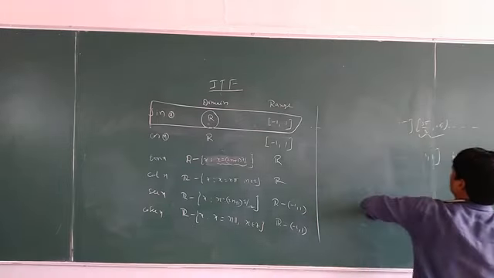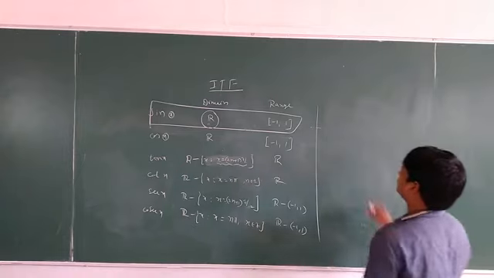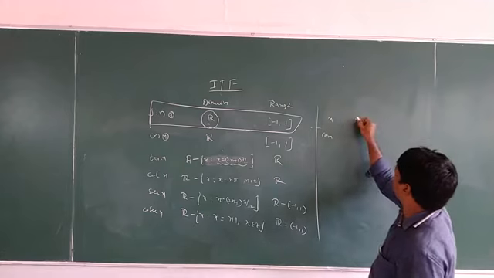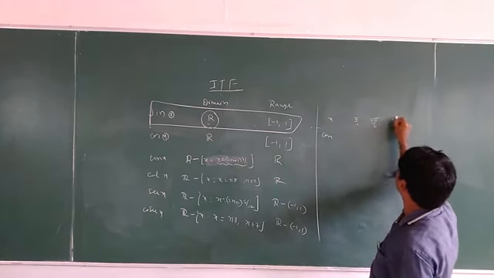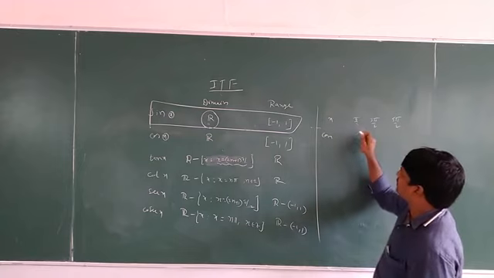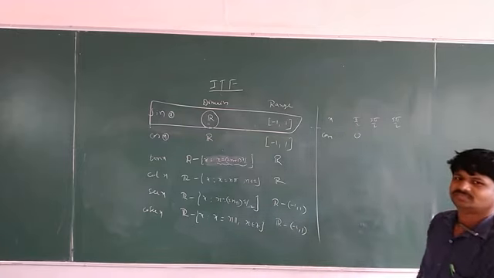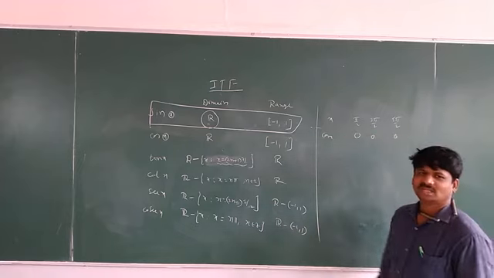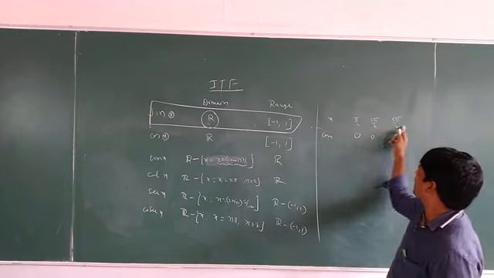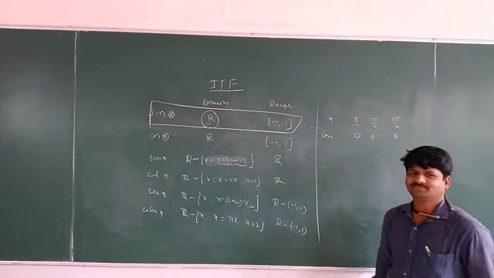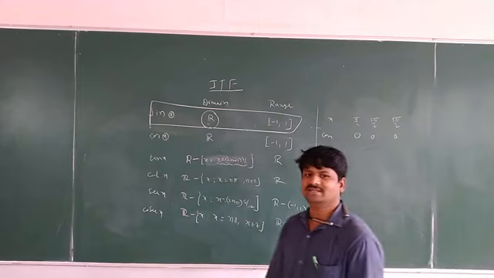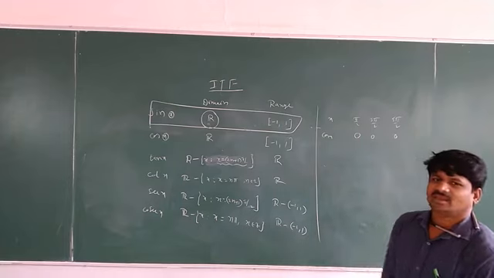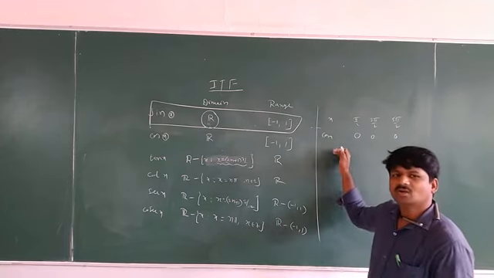Next, the same for the cos function. So cos x. Just take pi by 2, 3 pi by 2, 5 pi by 2. Cos of pi by 2, that is cos 90, is 0. Cos of 3 pi by 2 is also 0. Cos of 5 pi by 2 is also 0. That means what you observe here is that different elements have the same image. Are you understanding or not? Yes. Different elements having the same image. So it is not one-to-one.